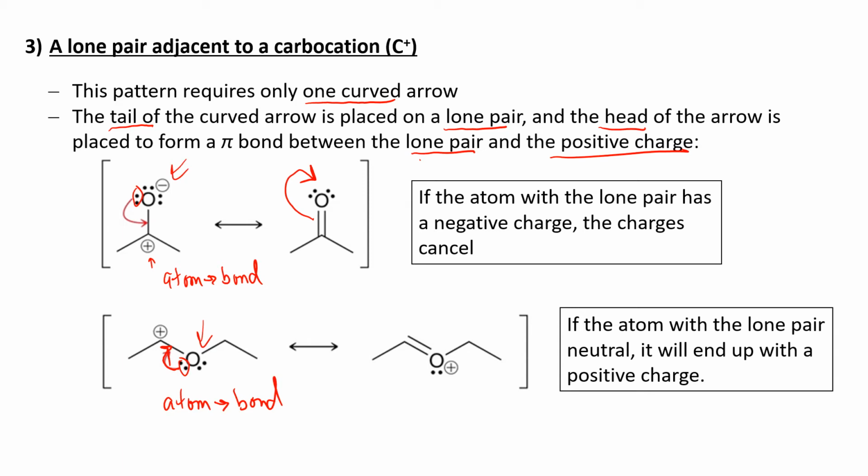Now, if the atom with the lone pair, you notice, has a negative charge, then you end up with charges that cancel, like in our first case. But if the atom with the lone pair is neutral, you're going to end up pretty much just swapping the position of the positive charge. An important point to note.